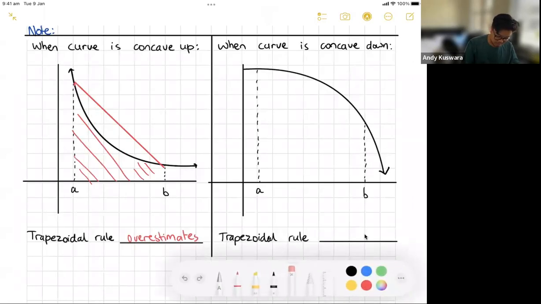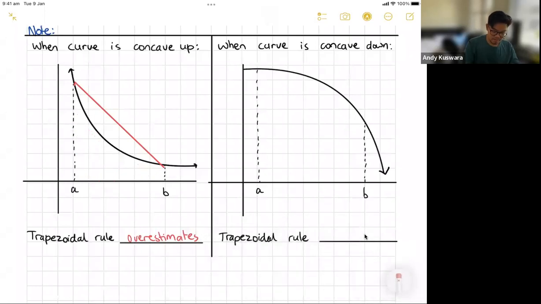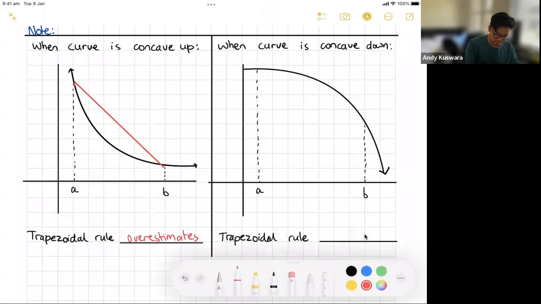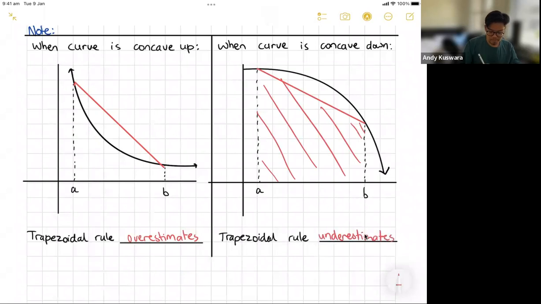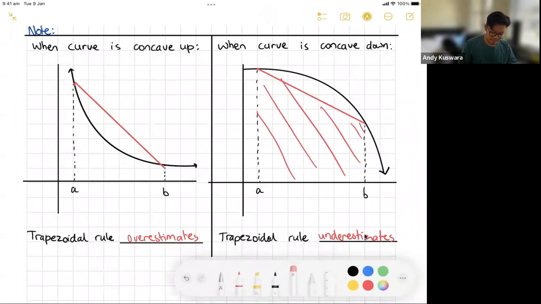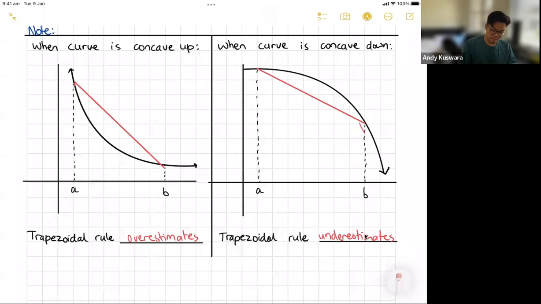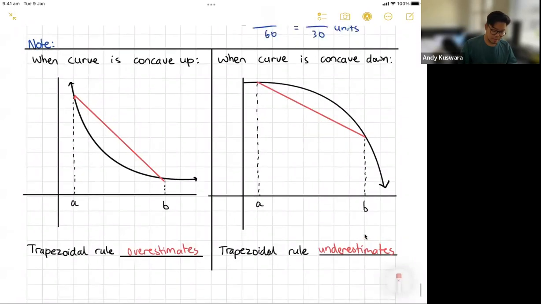And of course, I would do this right during the video. And if it's concave down, the curve is concave down, you can see here that finding the area under this is actually going to underestimate. Underestimates the area under a curve. So hopefully that makes enough sense. And that gives you a little bit of an idea of how to go about the following exercise.